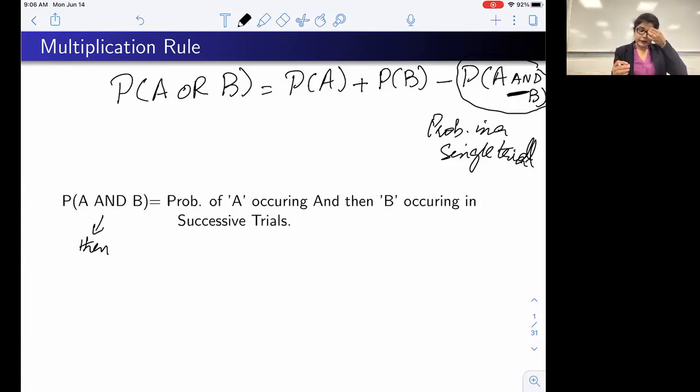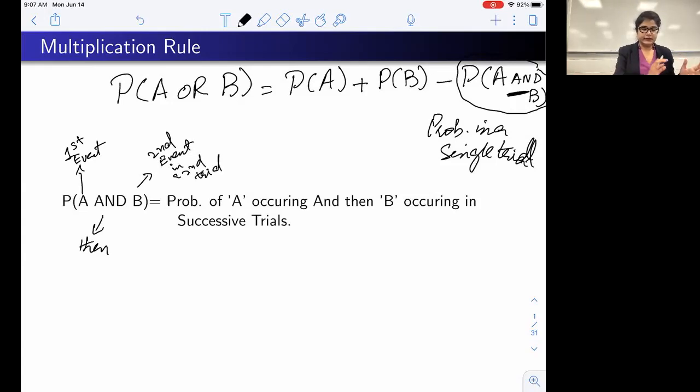Just one key point you need to know here: when we use the multiplication rule, this is our first event. When we write the first event, this is the first experiment we did, probability of A, and then B. So this will be our second trial, second event. And in a second trial.